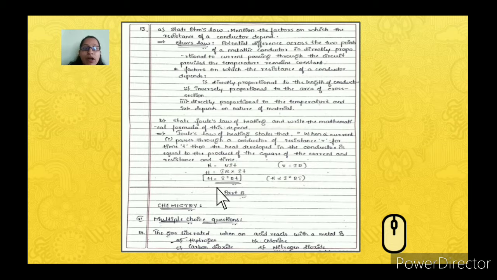We will move on to Part B, chemistry. Multiple choice questions. The gas liberated when an acid reacts with a metal is: A. hydrogen, B. chlorine, C. carbon dioxide, D. nitrogen dioxide. We all know that when a metal reacts with an acid, it releases hydrogen gas.